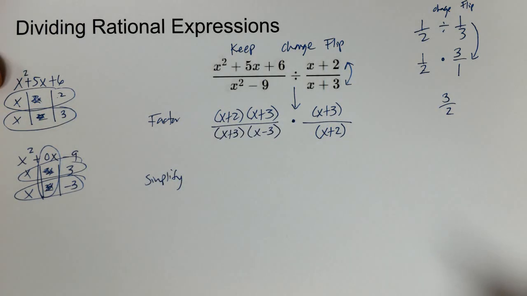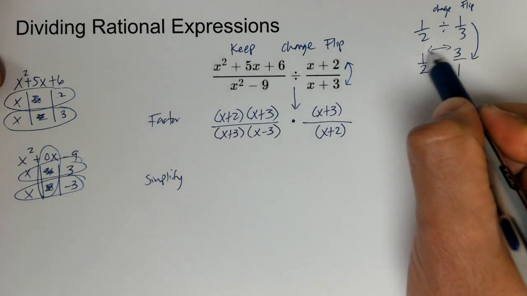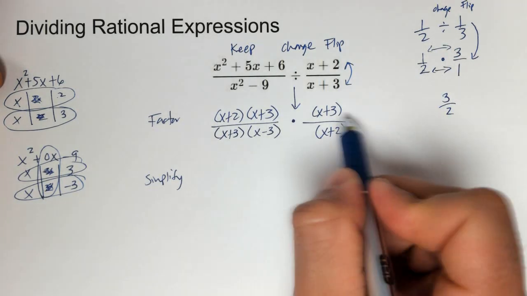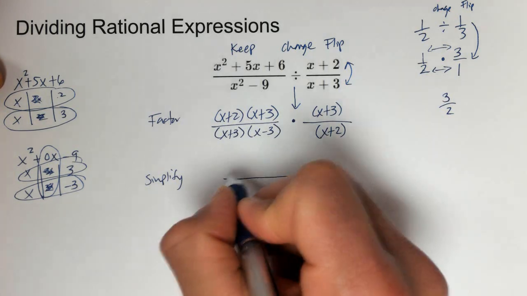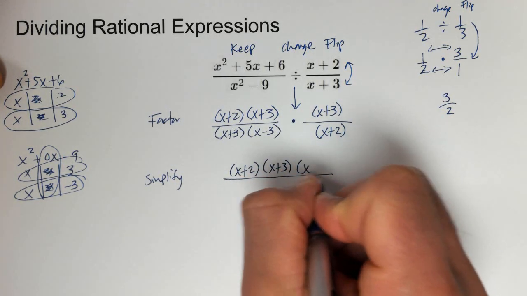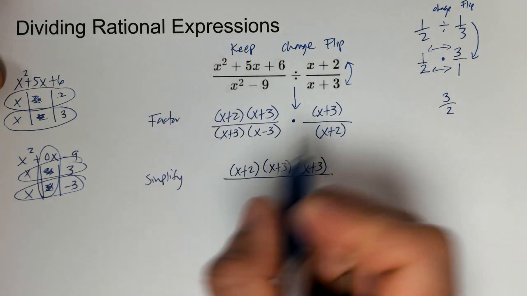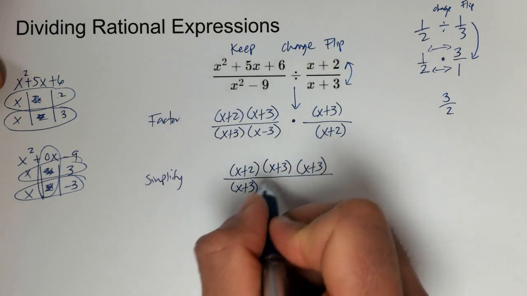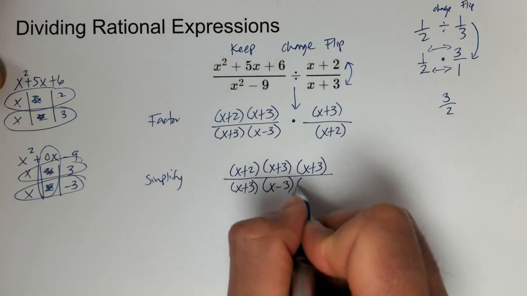So let's multiply the fractions. Just like we did here, right? We multiply the numerators, we multiply the denominators. Do the same thing here. Multiply the top, we get x plus 2 times x plus 3 times x plus 3. And in the bottom we have x plus 3 times x minus 3 times x plus 2.